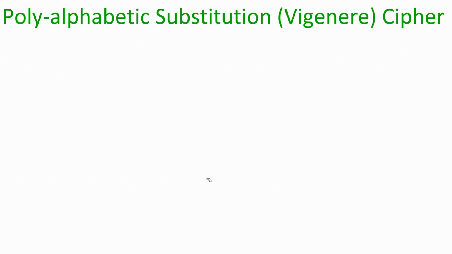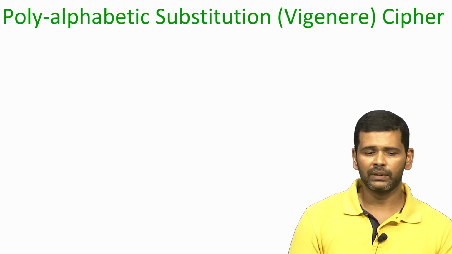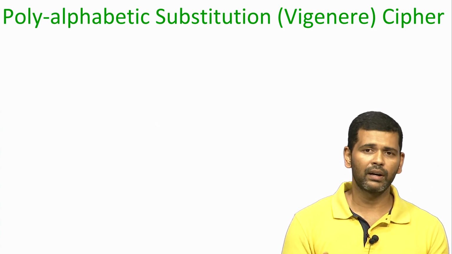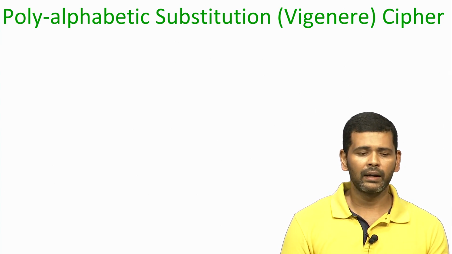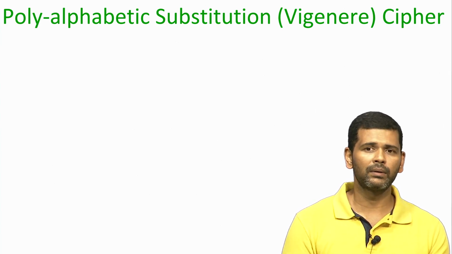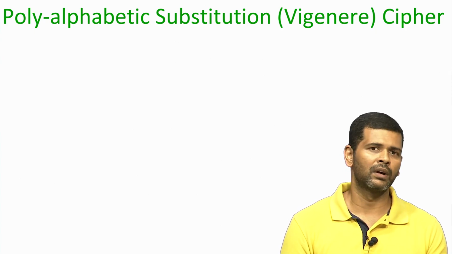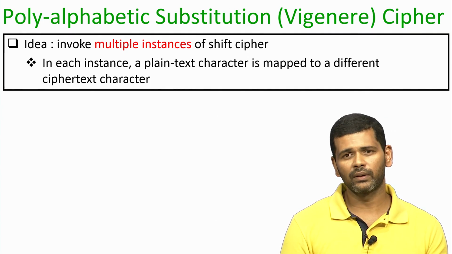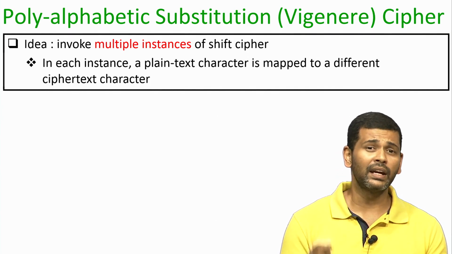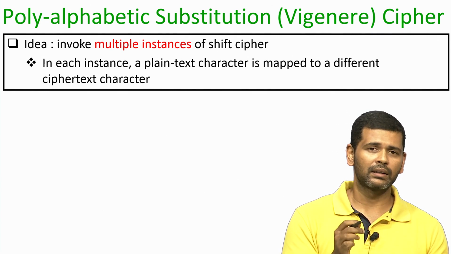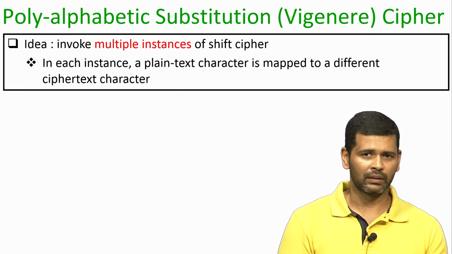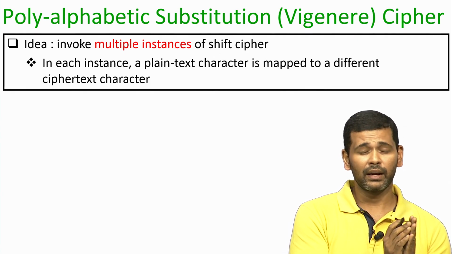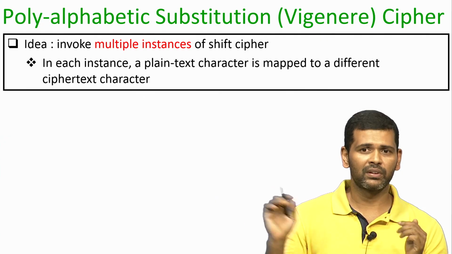Right. So, now let us see another interesting historical cipher which we call the poly-alphabetic substitution cipher, also called the Vigenere cipher after the name of its inventor. And the idea here is to fix the potential problem that was there in the context of the mono-alphabetic substitution cipher. Namely, the idea here is to invoke multiple instances of shift cipher in such a way that in each instance a plaintext character is mapped to a different ciphertext character. That means, it is not going to happen that wherever the plaintext character A occurs, it always gets mapped to a specific ciphertext character.